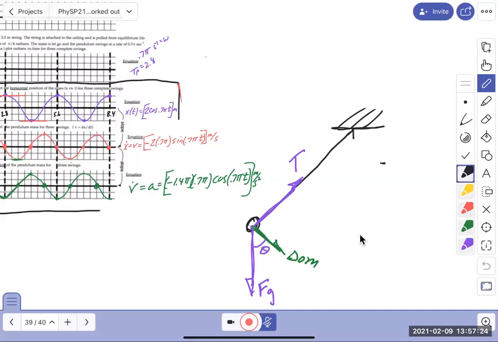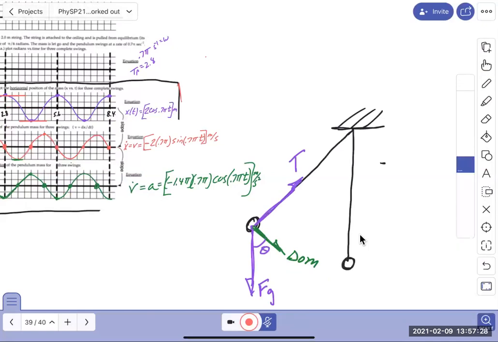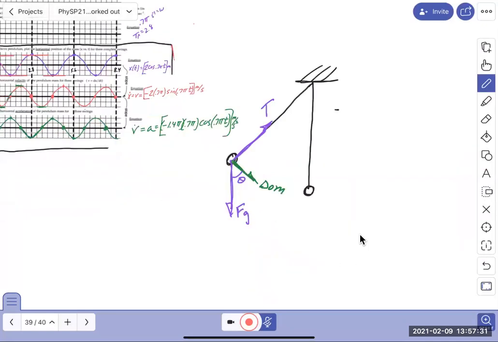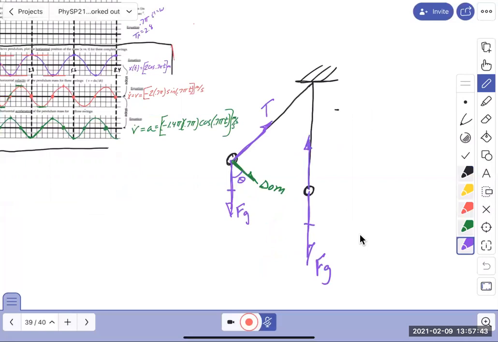Okay, so when the pendulum is far out, let's look at the other case. When it's at equilibrium, down here at equilibrium, we have two extremes. The force of gravity is down still, and the tension's back up. The force of gravity is congruent, tension's changing. Anyway, and then the direction of motion is this way.